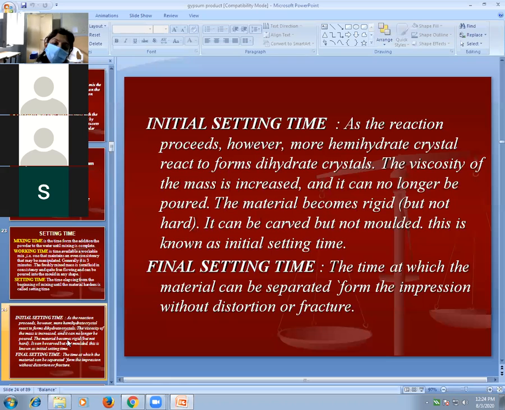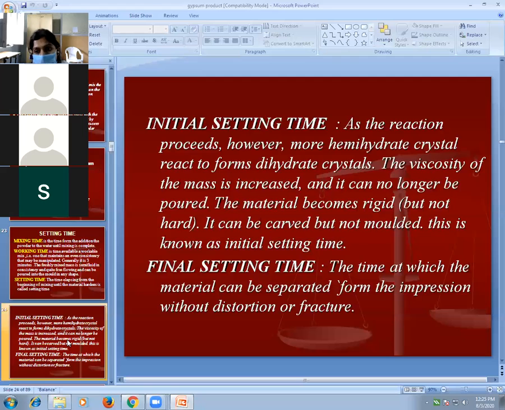Again, the setting time is of two types: initial setting time and final setting time. So what is initial setting time? As the reaction proceeds and more hemihydrate crystals react to form dihydrate crystals, the viscosity of the mass increases and it can no longer be poured. The material becomes rigid but not hard. It can be carved but not molded. This is known as initial setting time.